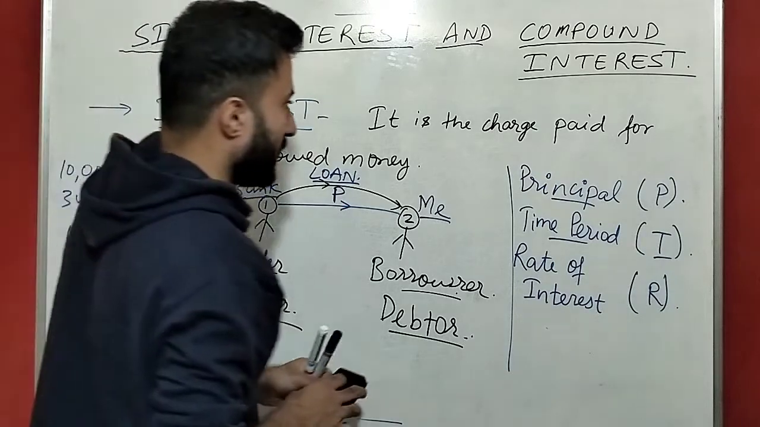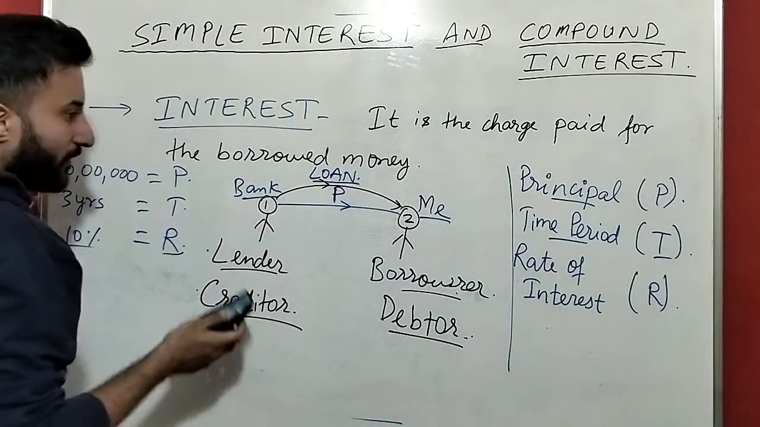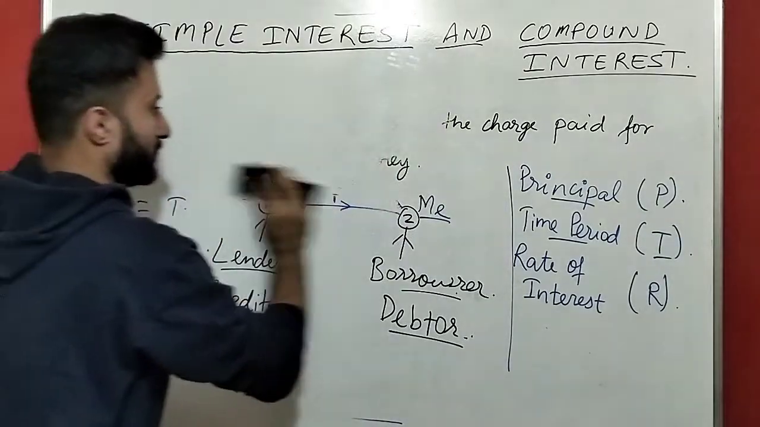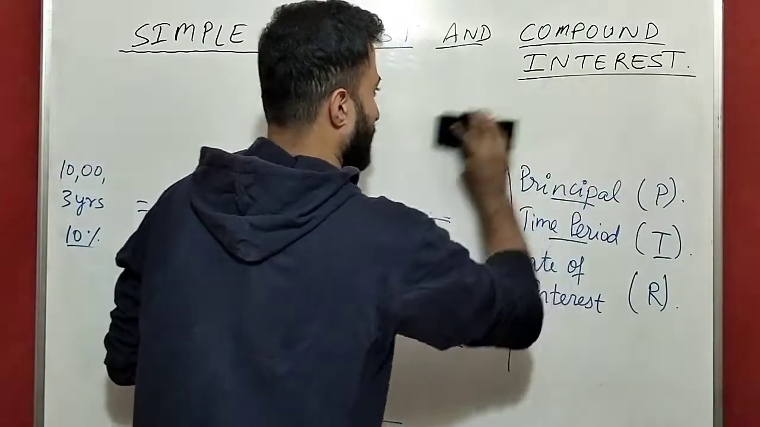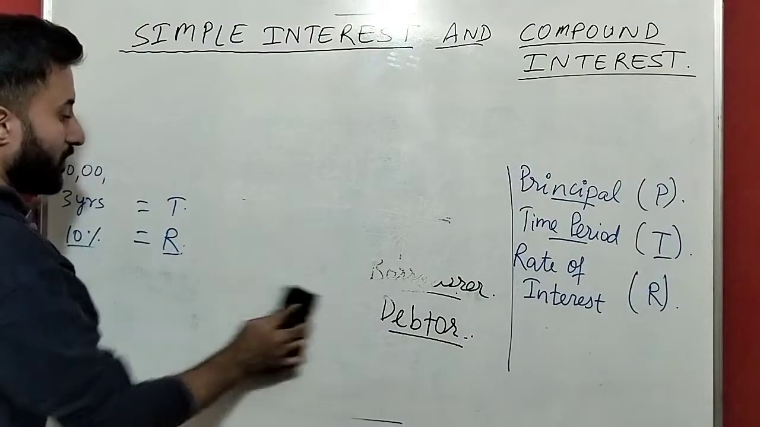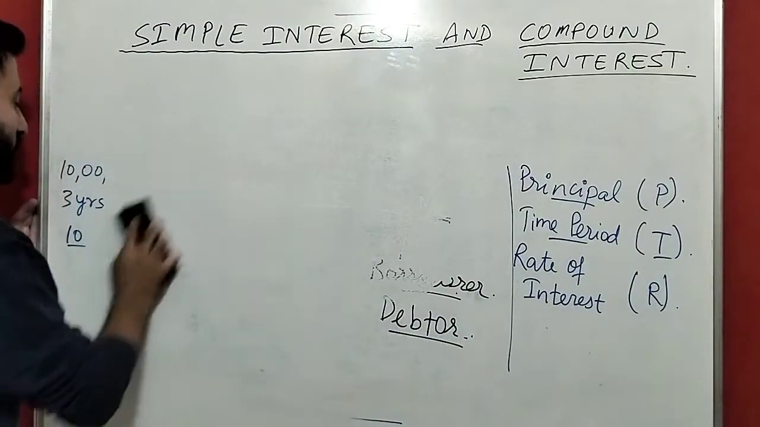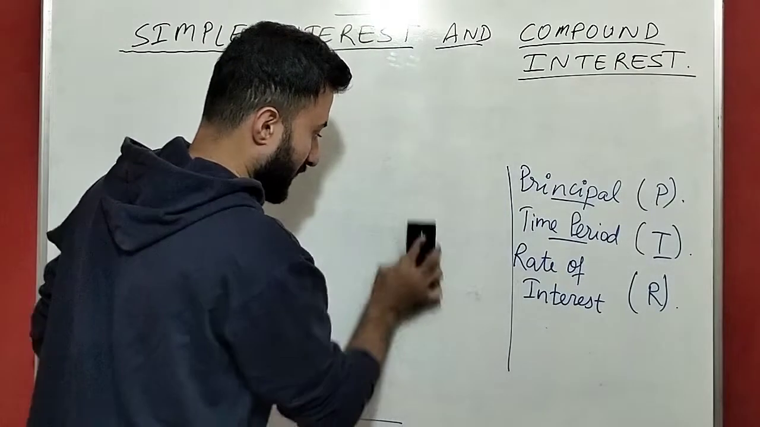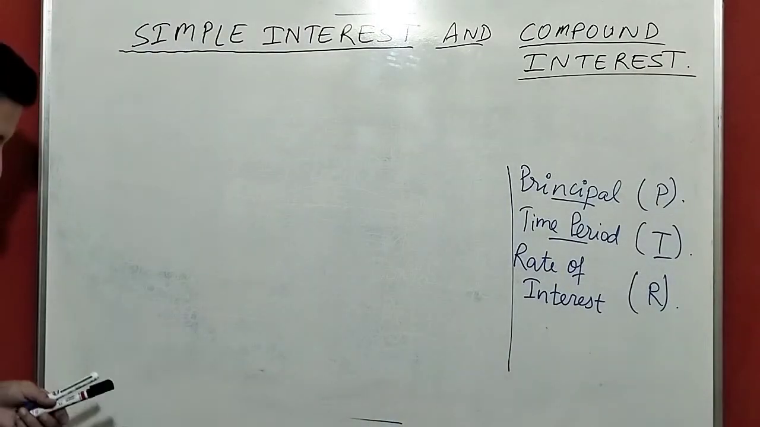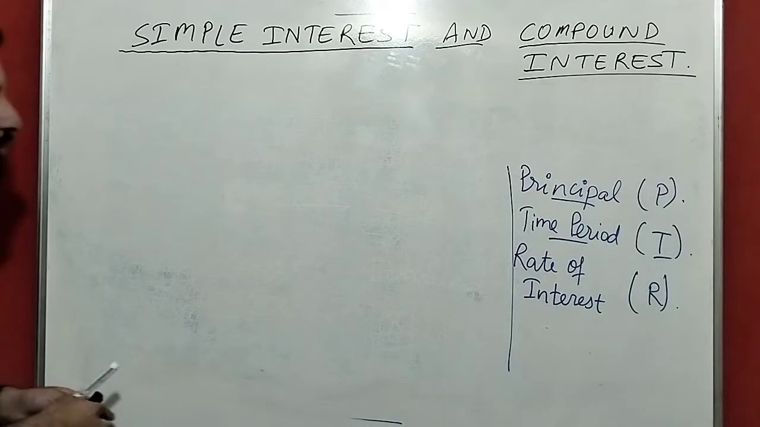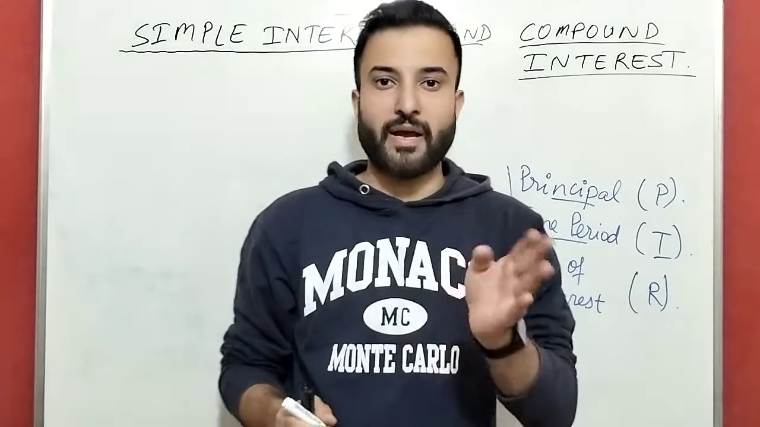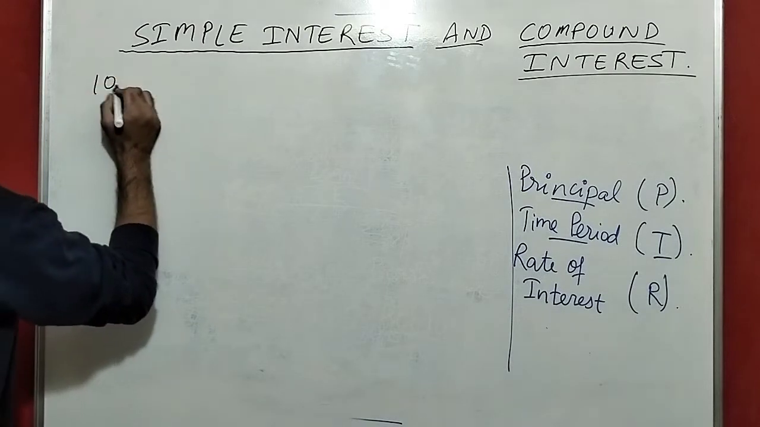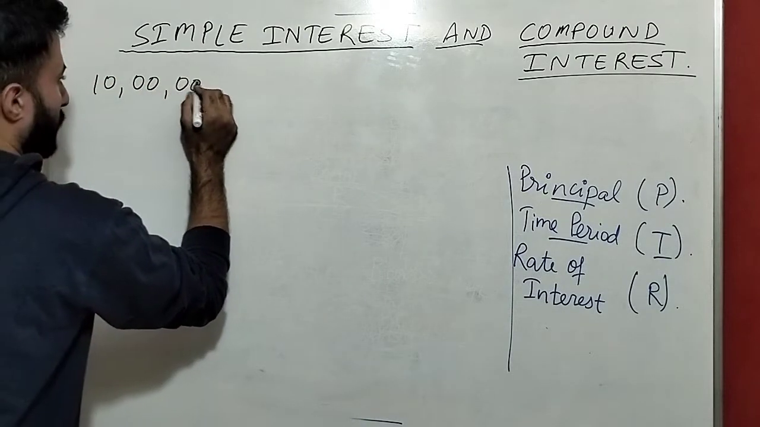Okay, so here what we can see is, okay fine, I'll rub it. Now what do we have to find? We have to find the interest, like how much extra amount I am paying. As I have told you, I borrowed 10 lakh rupees from the bank.